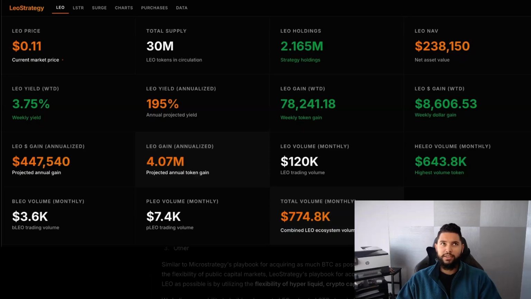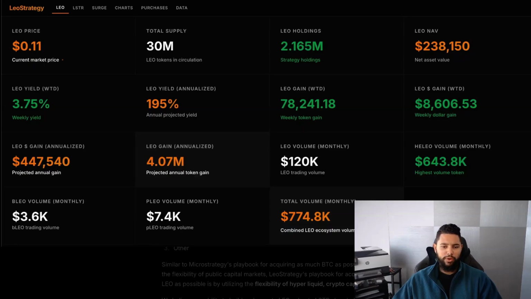There are 16 LEO and LSTR pairs currently live on Hive Engine only. And then there are all the different LEO pairs on cross-chain, which is like BLEO, all the ones shown here, BLEO, PLEO, HELEO, and then you've got native LEO, which is Arbitrum. Native LEO on Arbitrum did $120,000 in trading volume in the last month. HELEO on all the different pairs that are just on Hive Engine only did $643,000 in trading volume over the past month, which is pretty crazy.